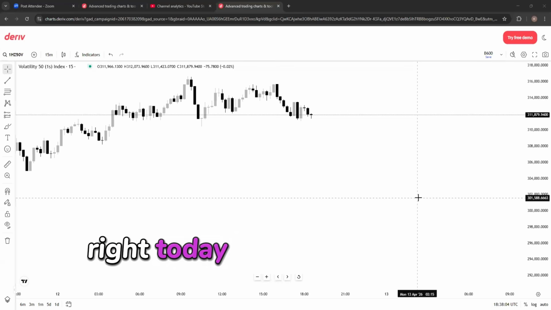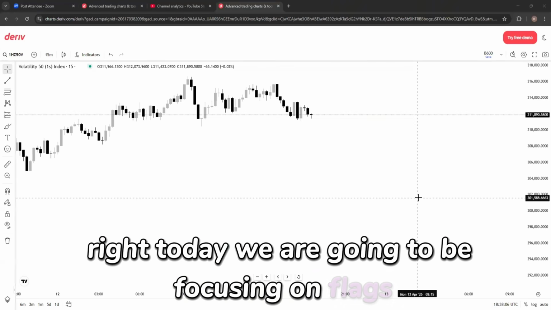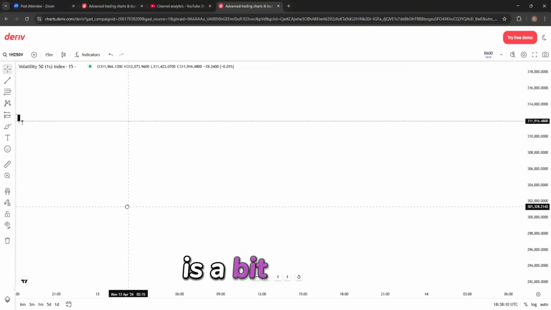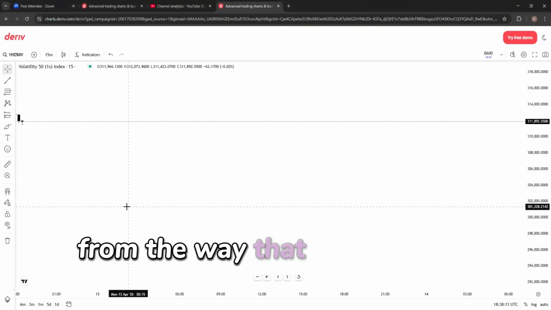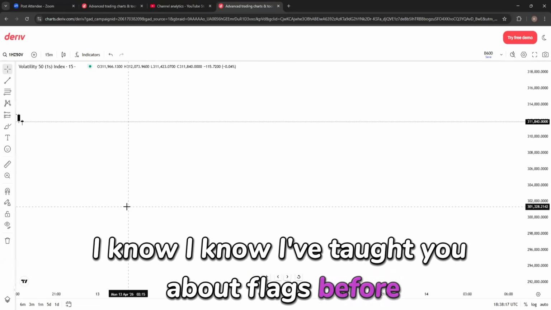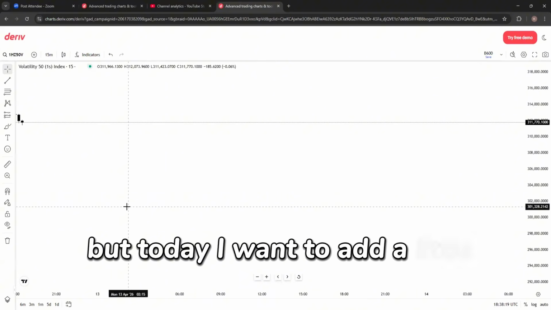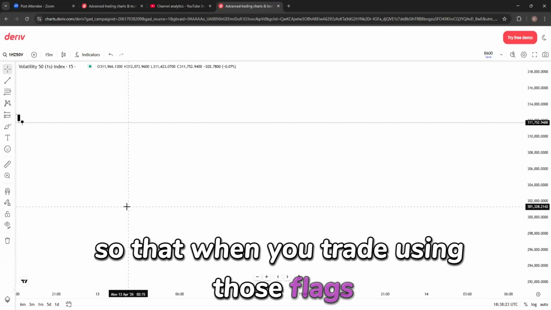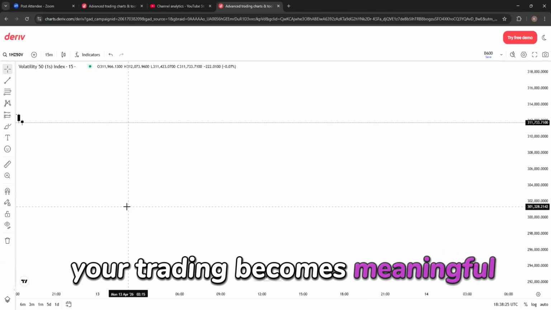Right. Today, we are going to be focusing on flags. But the way that we're going to be focusing on flags is a bit different from the way that we've done it before. I know I've taught you about flags before, but today we want to add a little salt to it so that when you trade using those flags, your trading becomes meaningful.